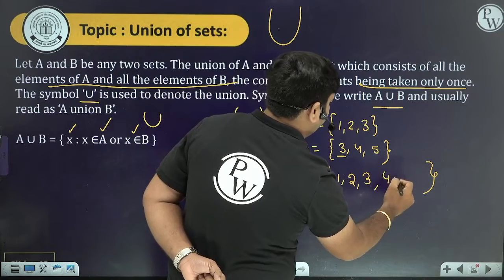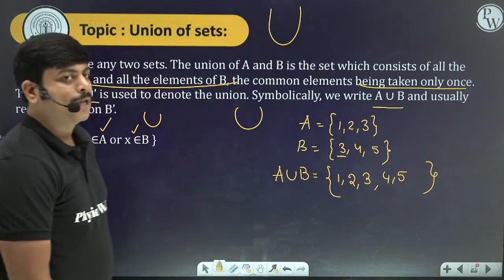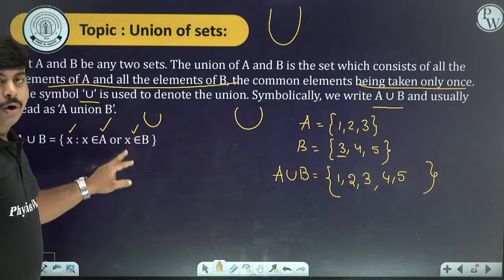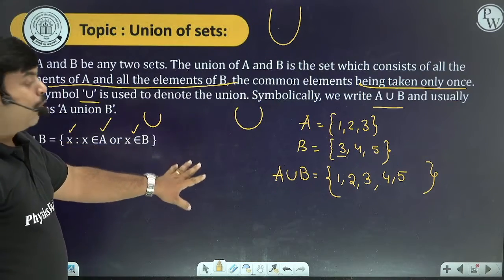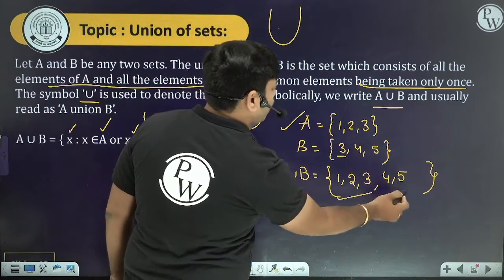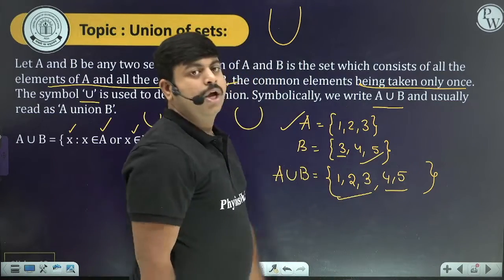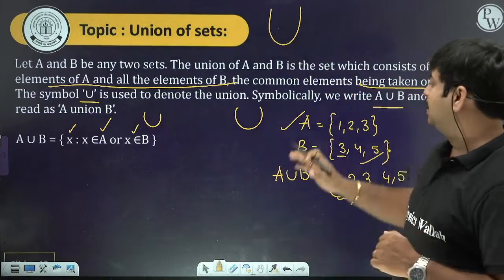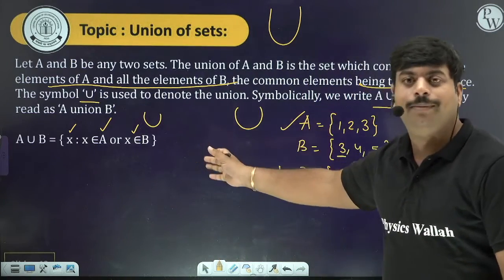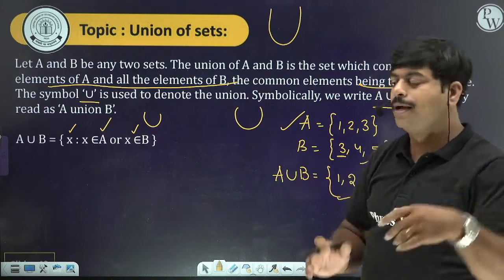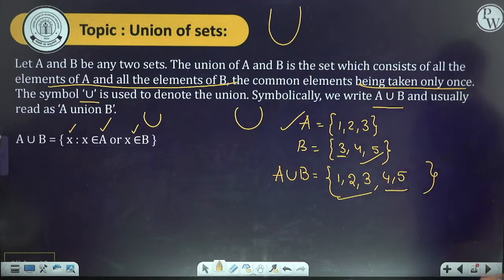So 4, 5. So now clearly see here, we need to include an element x which is there in either A or B. Either A or B, okay? So 1, 2, 3 are coming from A. 4 and 5, the remaining elements will come from B. So A or B, no need to say that the particular element should be there in both A and B. No. Even if it is there in one set, include that. Okay.